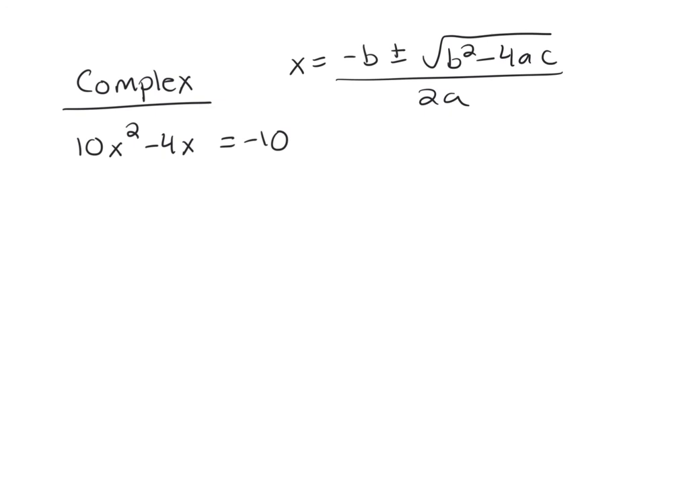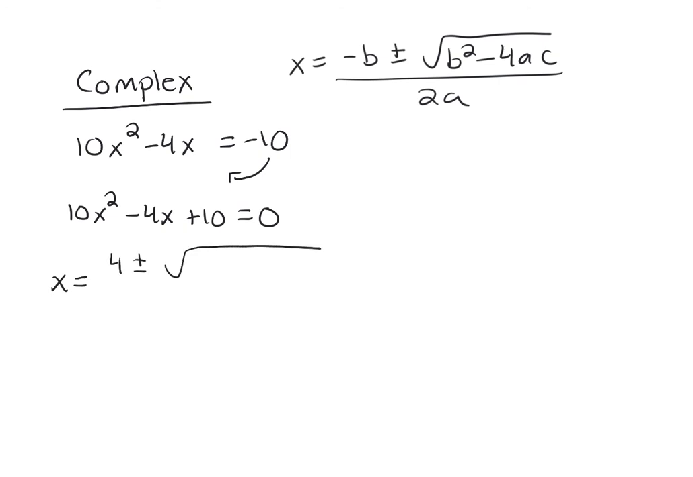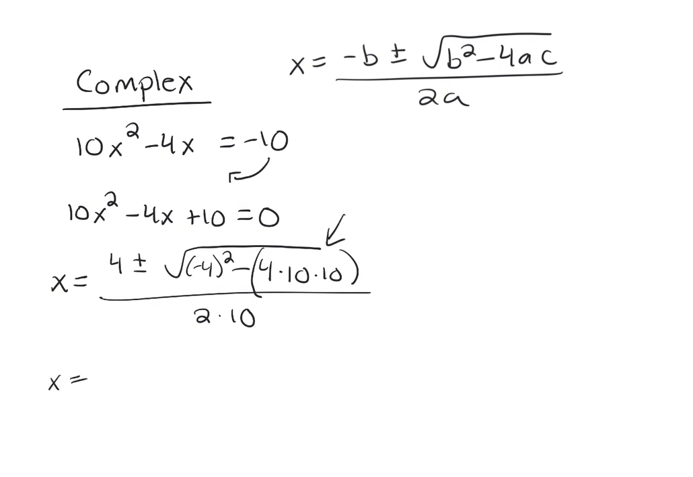Okay, last example. This time we will have complex solutions. So I've got 10x squared minus 10x equals negative 10. Let's add 10 to the other side. So 10x squared minus 4x plus 10 equals 0. And here we go. The formula, opposite of b, so positive 4 plus or minus the square root of negative 4 squared minus 4 times a times c, all over 2 times a. Let's simplify the radical down.